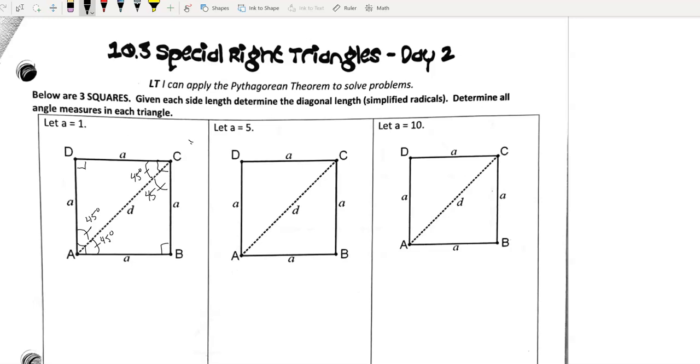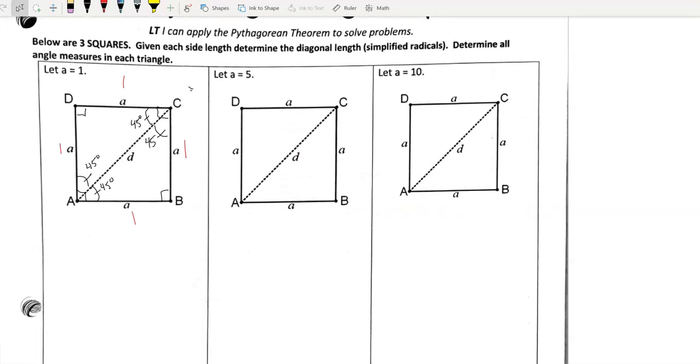Alright, and then for this first square, we know that A is equal to 1, so we have 1, 1, 1, 1, and if we want to find the diagonal, we can use the Pythagorean theorem. So 1 squared plus 1 squared is equal to D squared. So D squared, 1 squared is 1, another 1 squared is 1, so that's 2. So then I take the square root of both sides, and I get D is equal to the square root of 2.